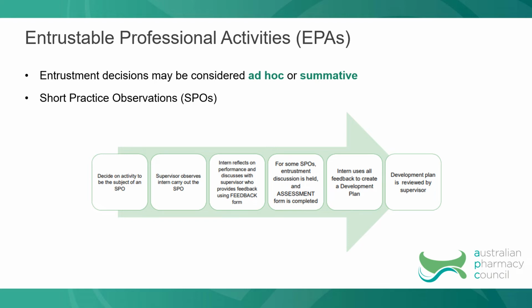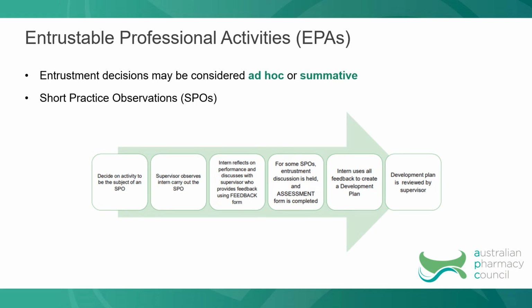These multiple sources may be referred to as short practice observations, or SPOs, and SPOs are any form of observation of the intern carrying out the EPA as part of normal professional practice. So it provides an opportunity for the intern to be observed, for them to receive feedback on their current performance, and identify areas for improvement. So in this sense, SPOs act primarily as a formative type assessment.